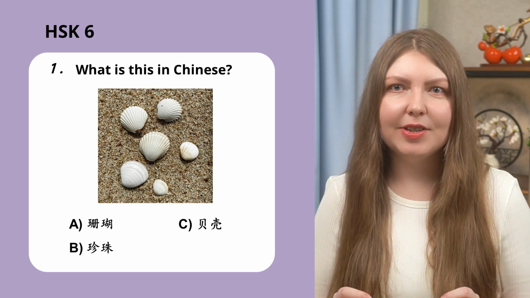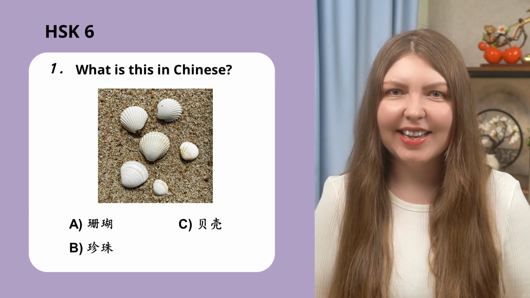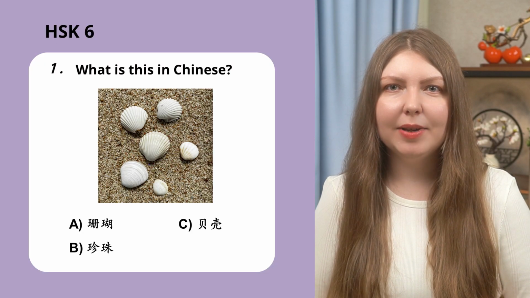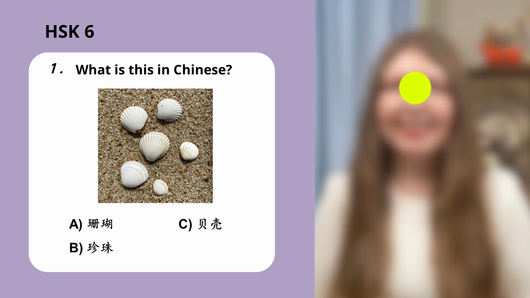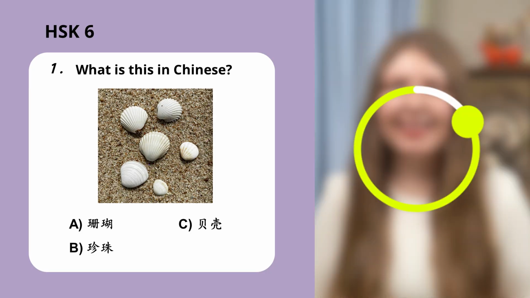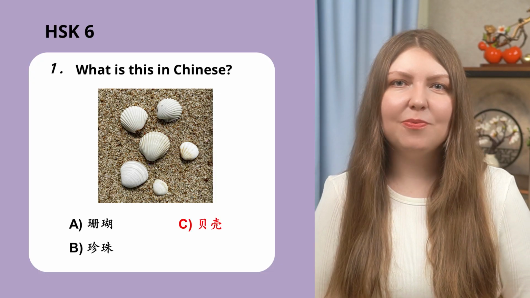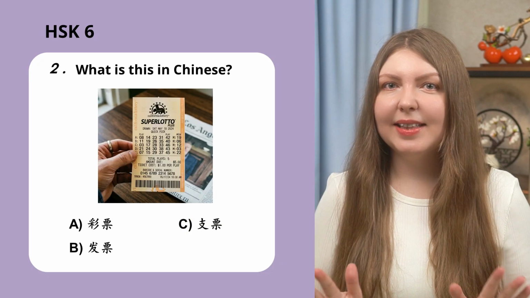Here's the first image. What would you call this in Chinese? Is it A, 珊瑚, B, 珍珠, or C, 贝壳? Give it a second. Time's up. The answer is C, 贝壳, which means shell. Now let's look at the next one.